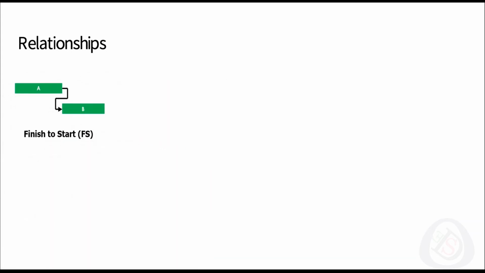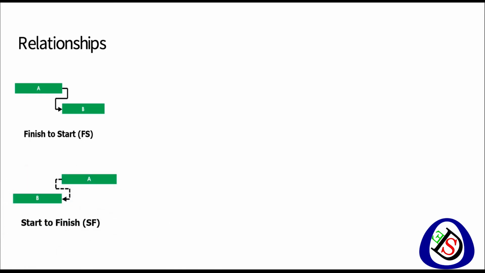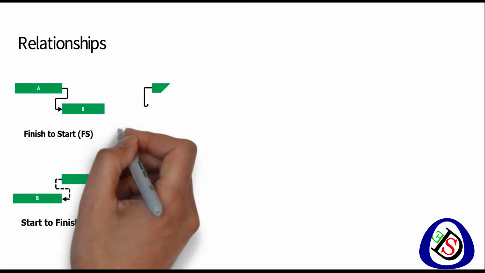So first I will explain finish to start. In finish to start relationship, start of successor activity is controlled by finish of predecessor activity. The second one is start to finish relationship. In start to finish relationship, finish of successor activity is controlled by start of predecessor activity.